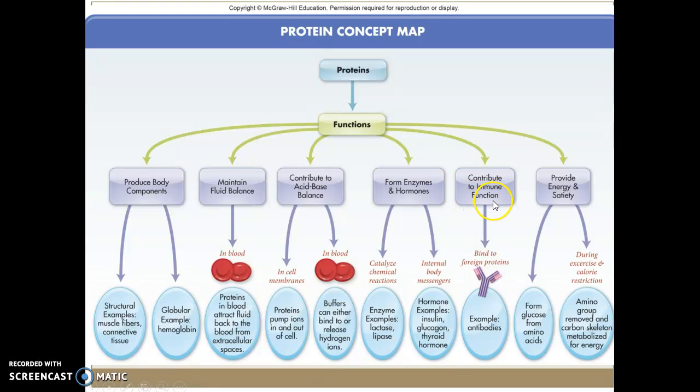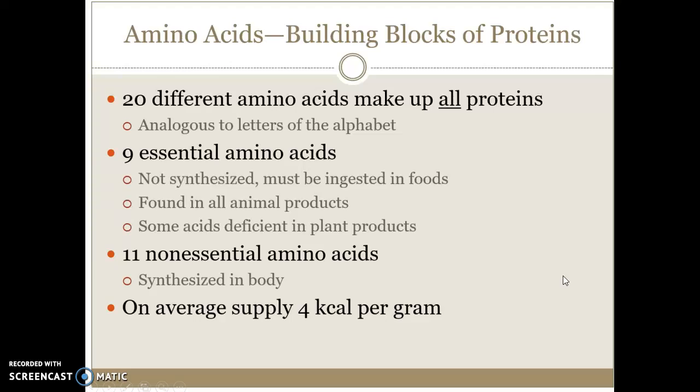It's one of the main components of our immune system, as the antibodies and antigens are protein based, and you can receive energy from protein. Although it's usually recommended that we try to spare protein and use carbohydrate and fat as our main calorie source, and save the protein for muscle growth and cell repair.